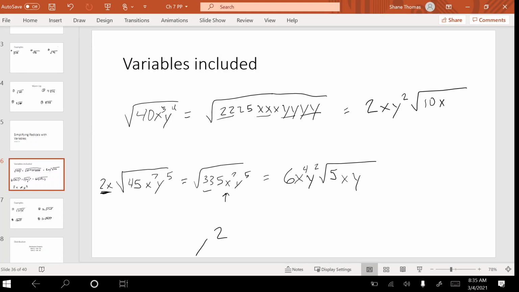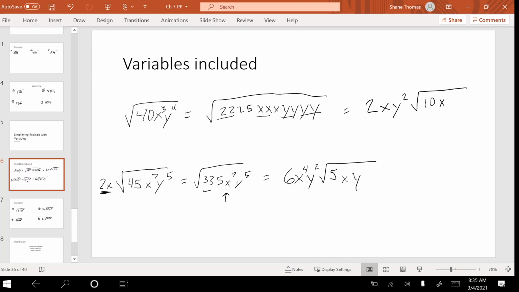So all I did, the 2x stays up there. I broke down what's inside the root: 3, 3, and 5. X's, I had 3 pairs I could bring out, 1 left over. Y's, I had 2 pairs I could bring out, 1 left over. And I had a group of 3's I could bring out. So then I just multiply those 3 things.